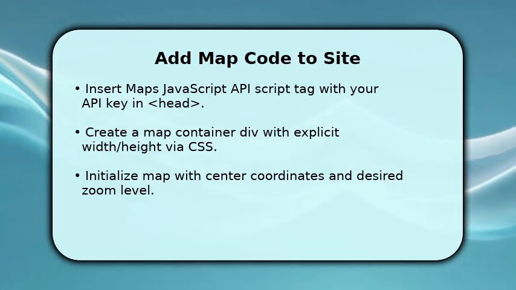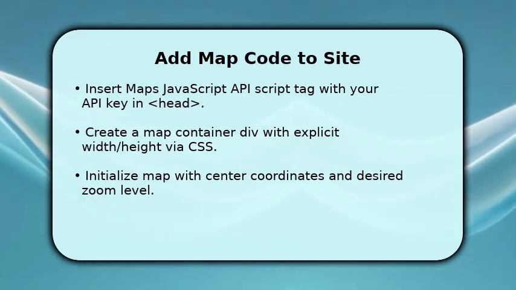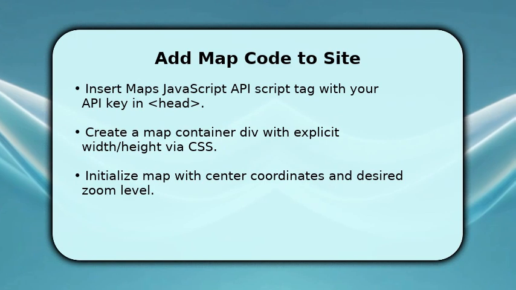If you need a marker or info window, instantiate google.maps.Marker and attach click listeners. Once working locally, commit these files.